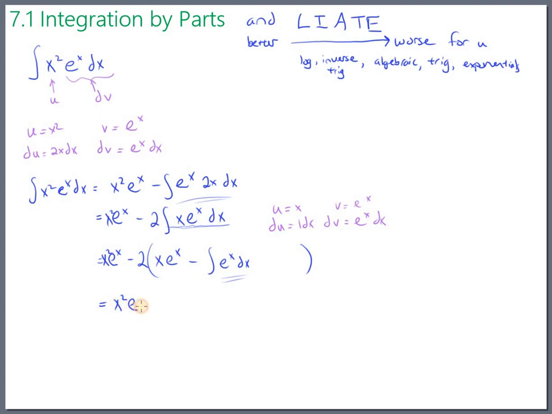x squared e to the x. I'm going to go ahead and distribute this minus 2. Notice it distributes here and it also distributes here. So I've got minus 2x e to the x and minus 2 integral of e to the x, which is just e to the x. Now this is an indefinite integral, so don't forget a plus c on the end. And we are done.